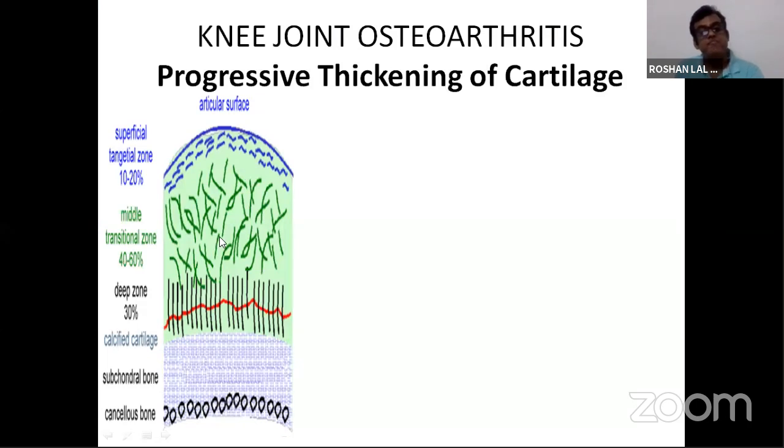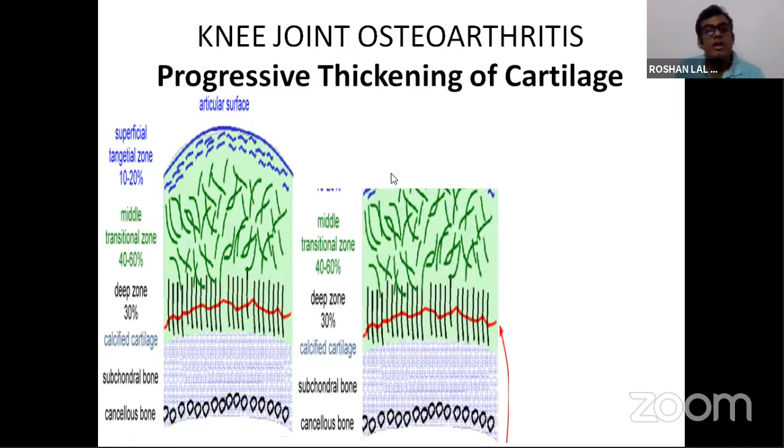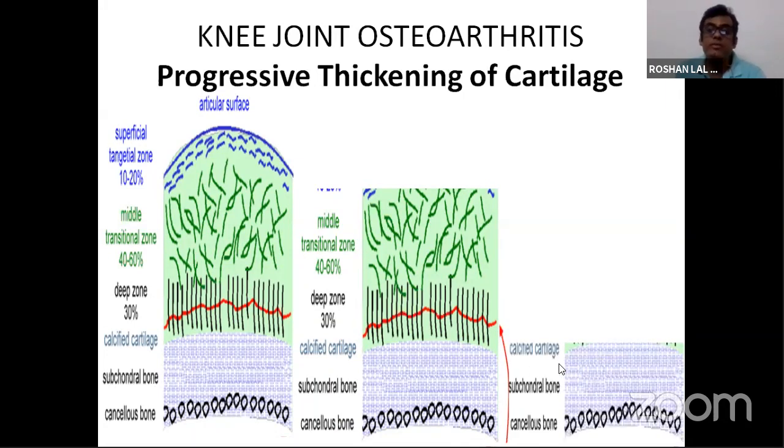See, this is the articular cartilage, this is the superficial zone, this is the middle zone, and this is the deep zone. So initially there is a loss of thickness of the superficial zone. This part is lost, and as the disease progresses, the middle or transitional zone, which is up to 40 to 60%, is also lost. So at the end, when there is complete loss of thickness of the cartilage, the subchondral bone is exposed.